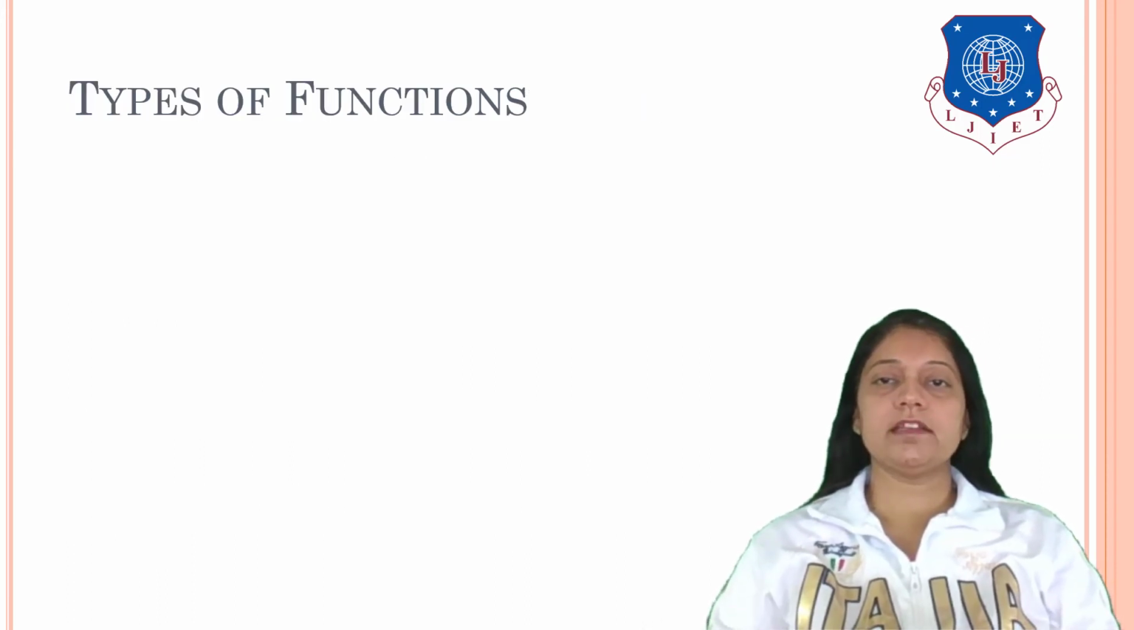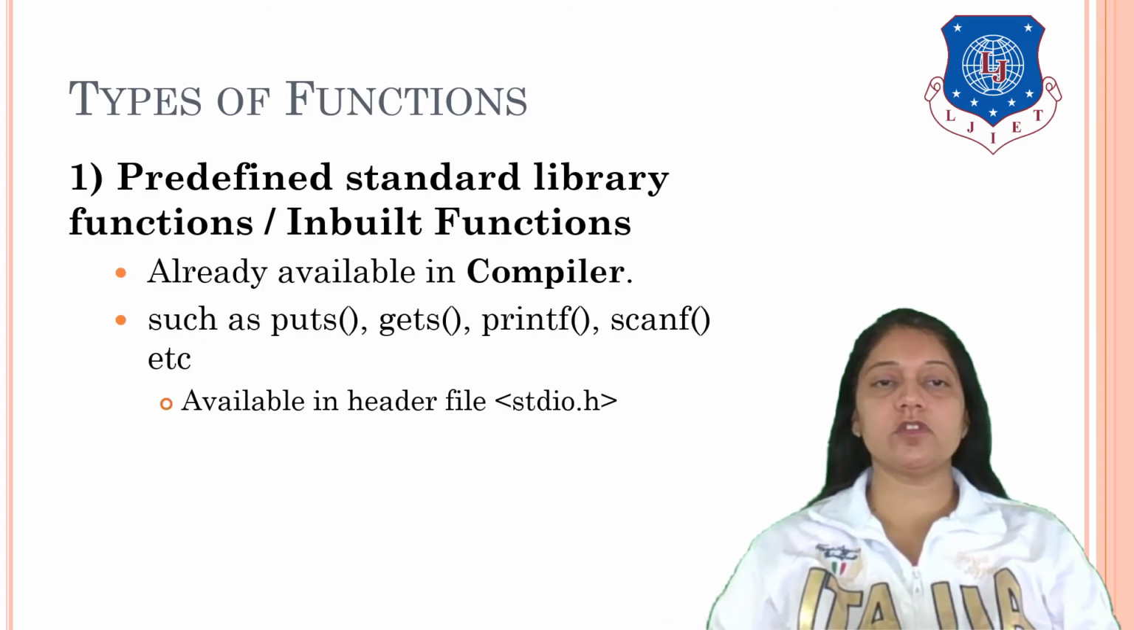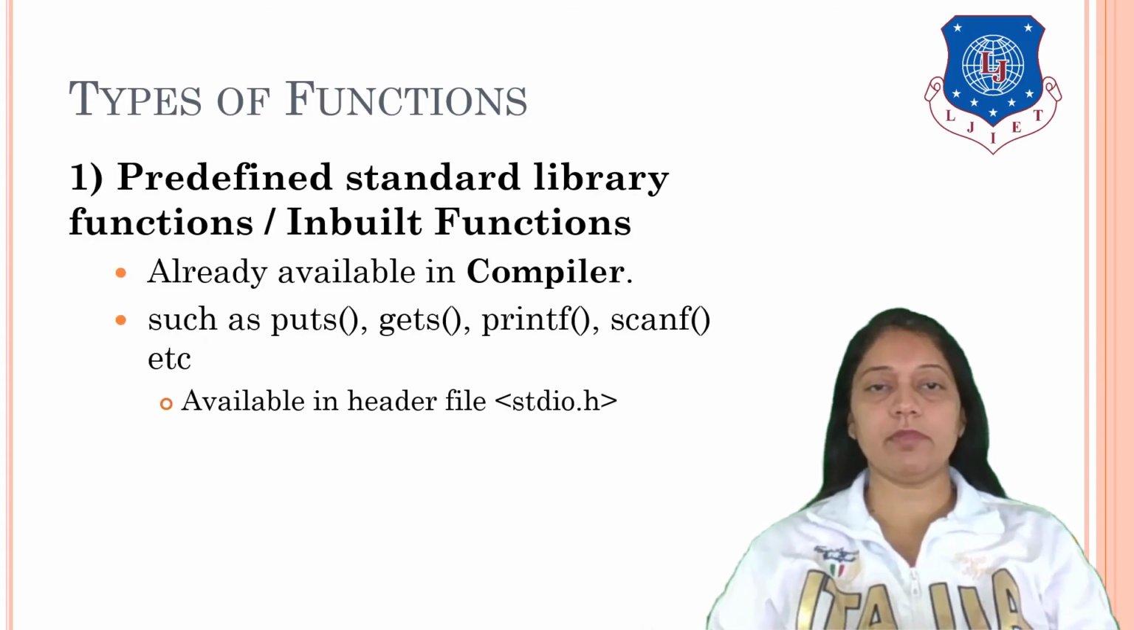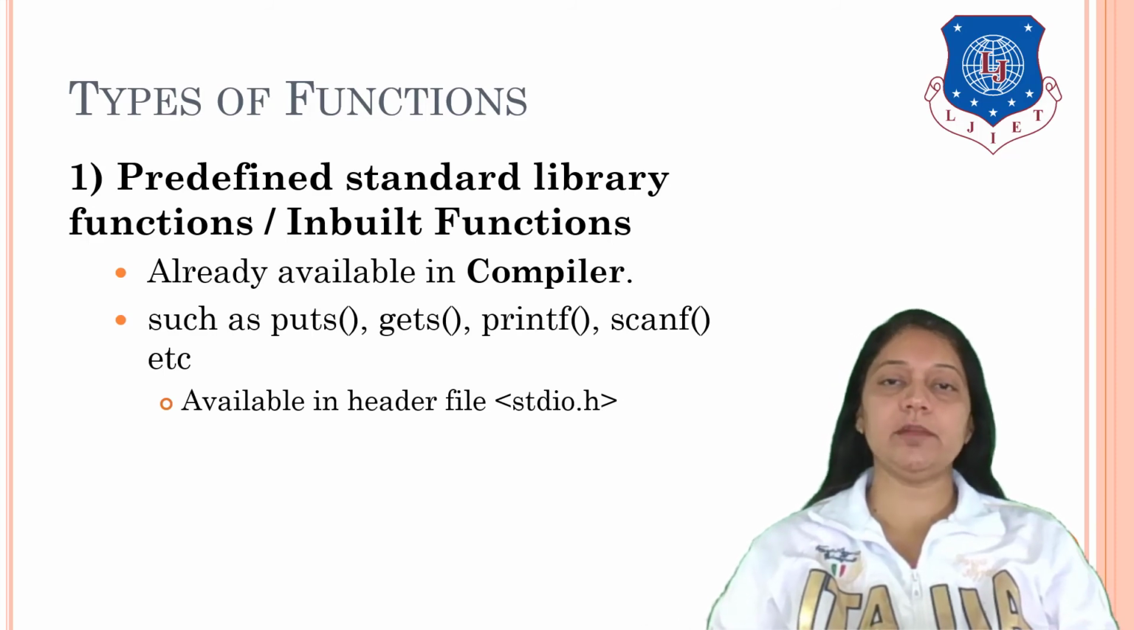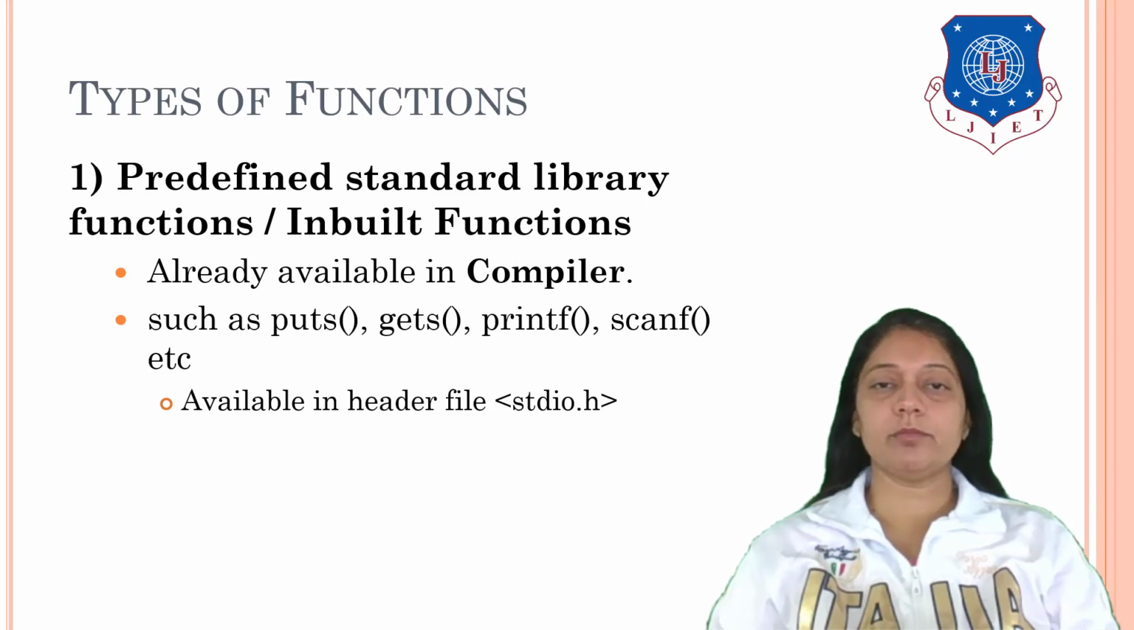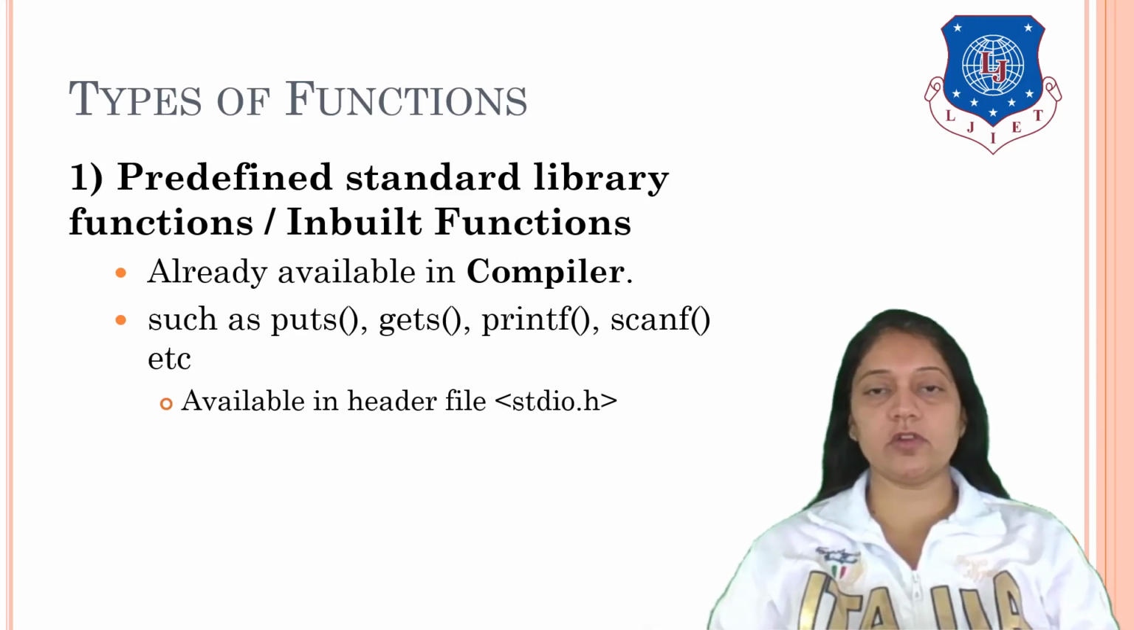Now our next topic is types of functions. We have two different types of functions. The first one is predefined standard library functions. We also call them inbuilt functions. These are functions already created and stored in your compiler. We simply need to call these functions to execute our task. We have already seen some predefined library functions like puts, gets, printf, scanf. The code of these is already written. We were simply calling these functions and executing our task.